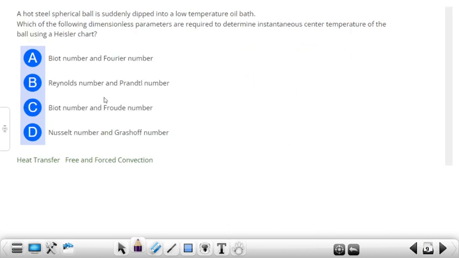Next question. A hot steel spherical ball is suddenly dipped into a low temperature oil bath. Which of the following dimensionless parameters is required to determine the instantaneous center temperature of the ball using the Heisler chart? So the Heisler chart requires the Biot number and Fourier number. Option A is the correct answer.